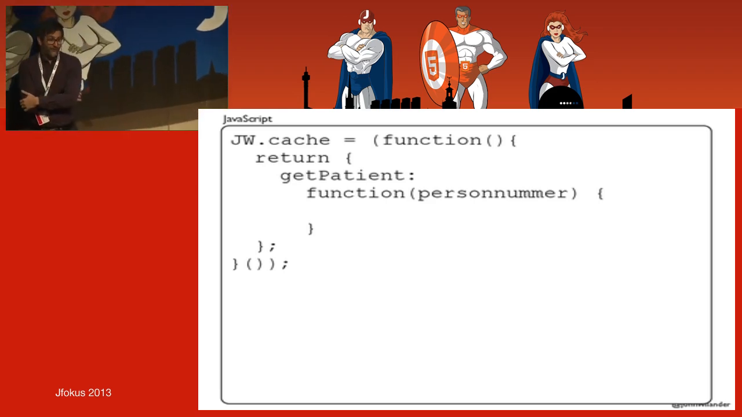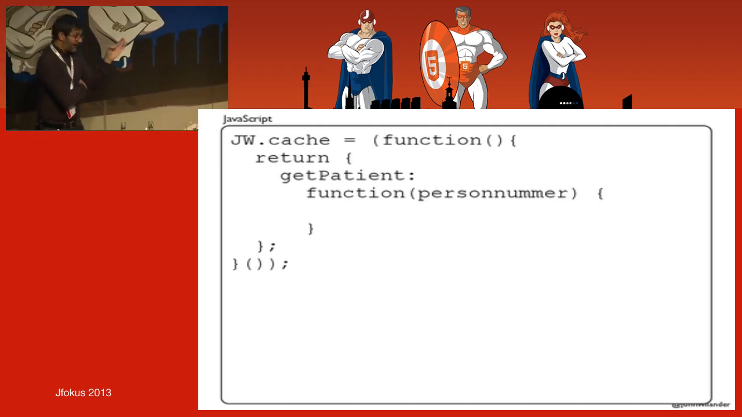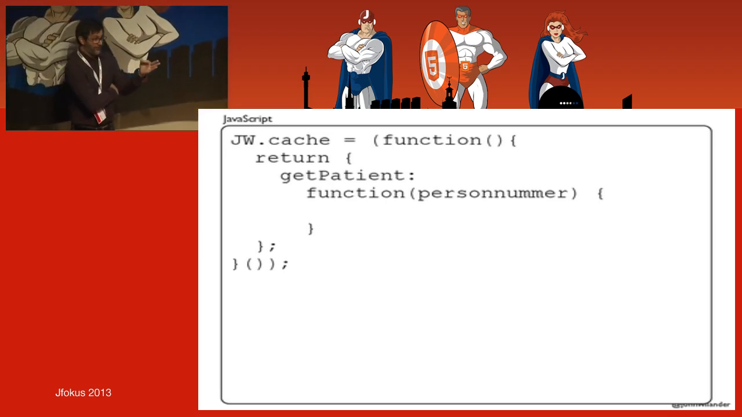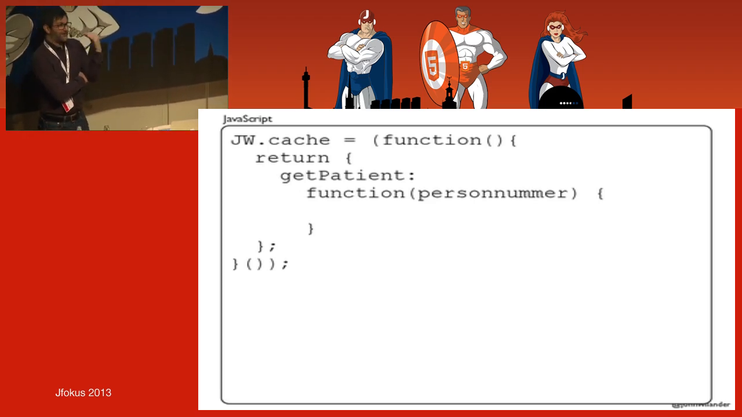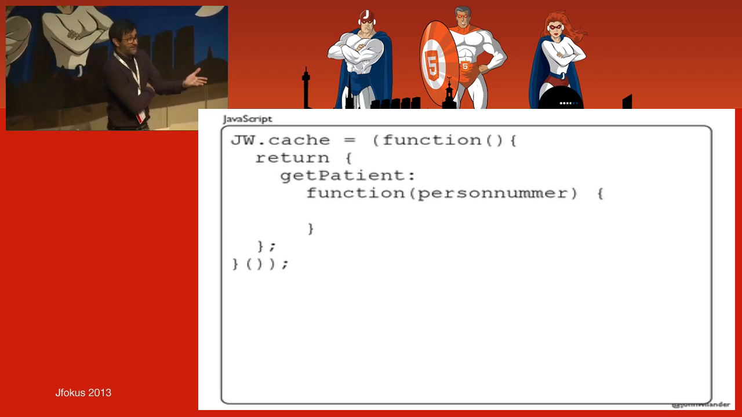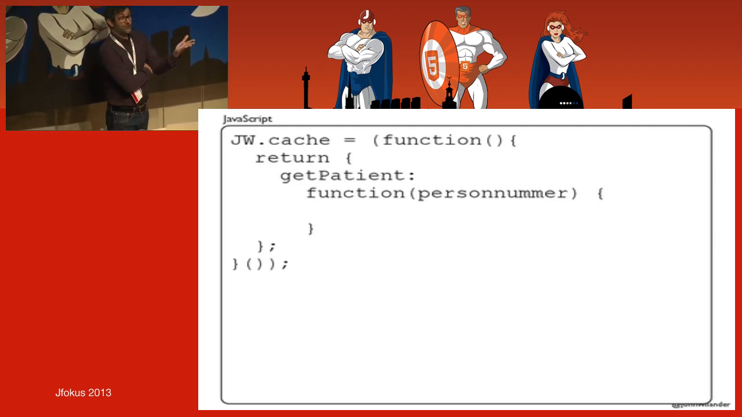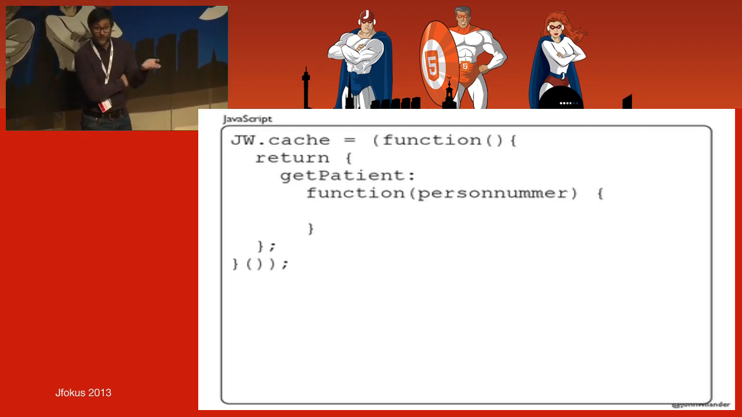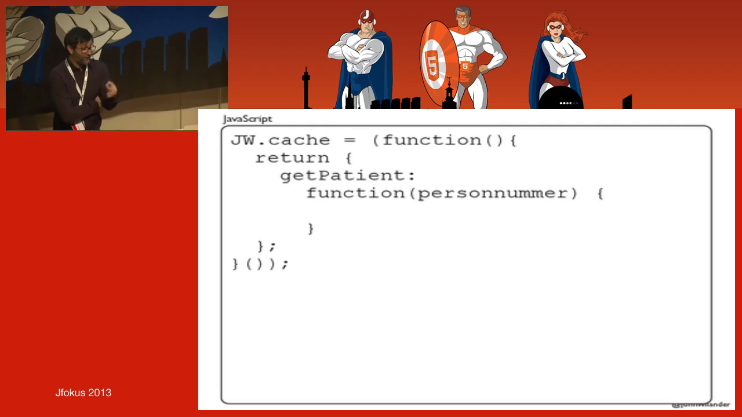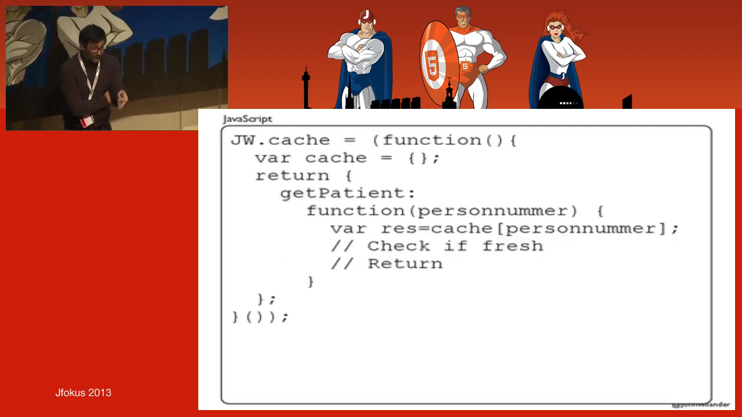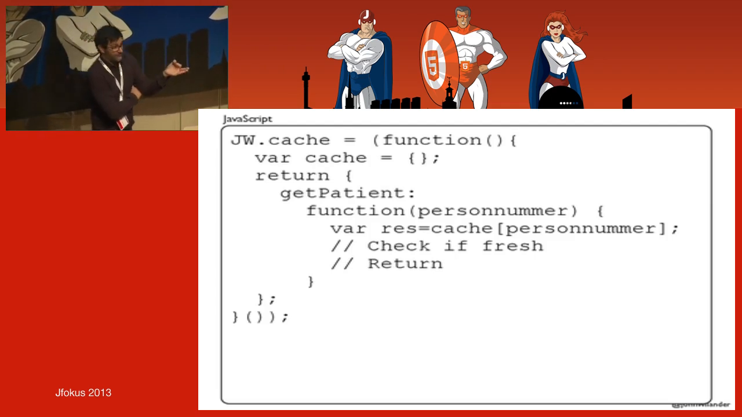Now I introduce a local variable in the function scope. It's called cache. Will it be available to us through jw.cache? No, it's local. Will it be gone as soon as this self-invoking function has run? No, it's inside the closure, and the closure actually still exists because it exposed a function called getPatient. And getPatient, if it wants to access the local variable cache, that variable has to still exist within the closure.